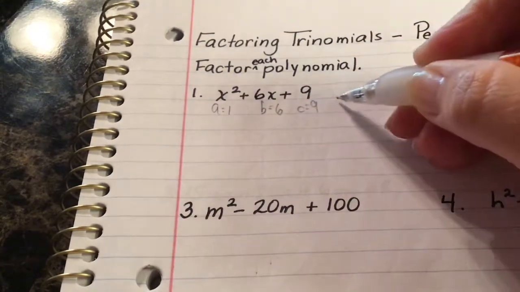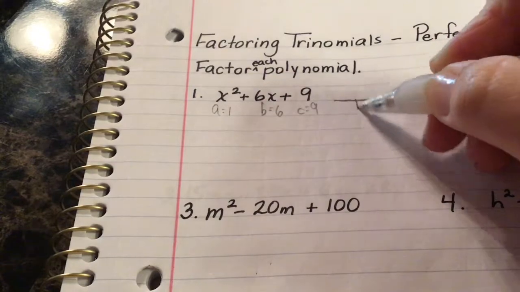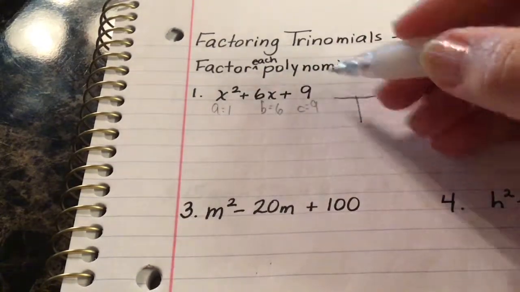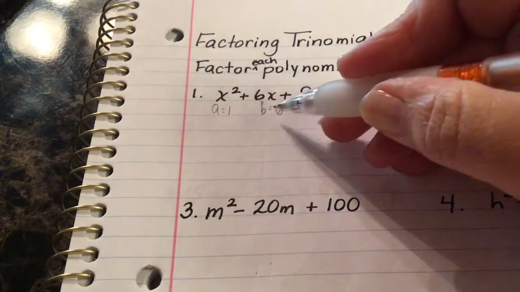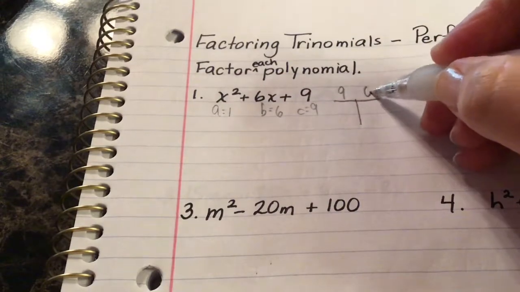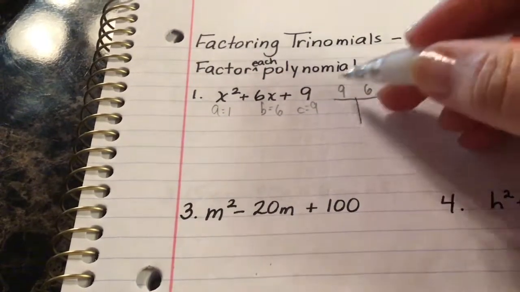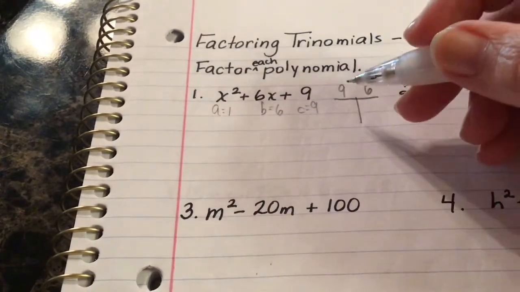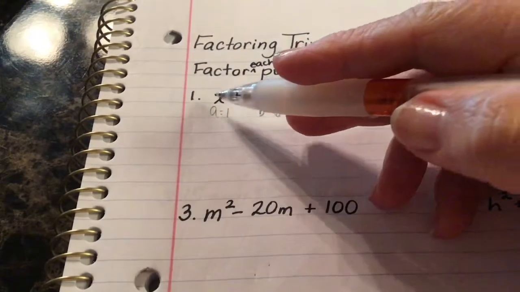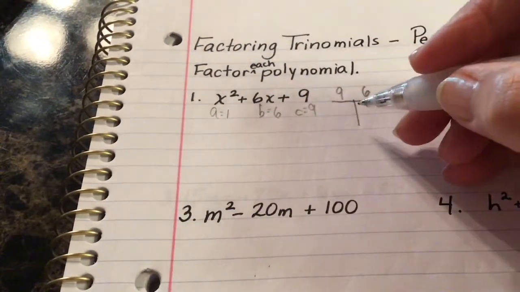I'm going to make a table like I do in that video. Factors of a times c that will give me a sum of b. So I encourage you, if you have never seen this before, you may want to go back and watch that video that I have posted, factoring trinomials where a is not 1.